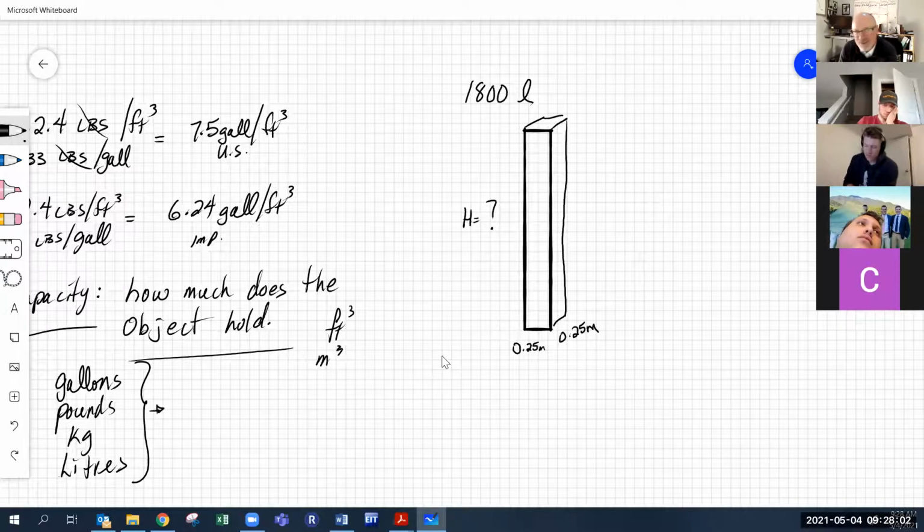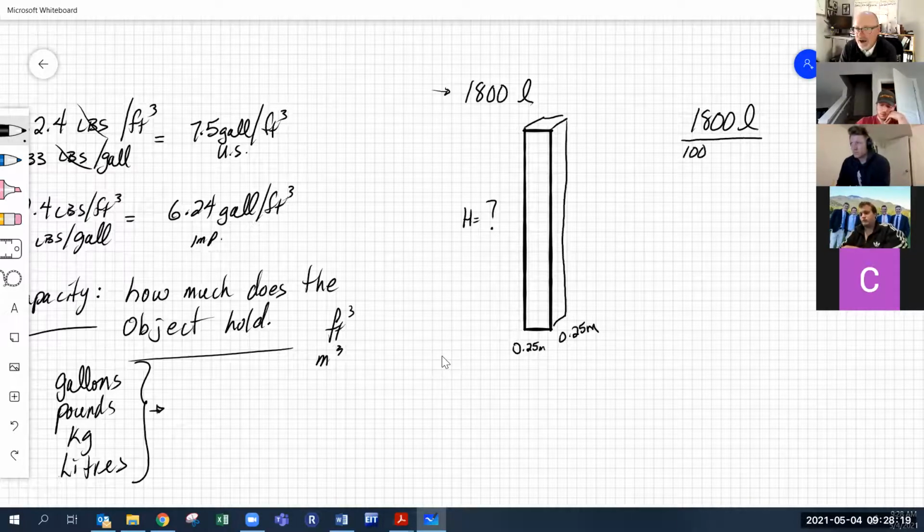So I was given first off a capacity up here of 1,800 liters. Can I get a volume from that capacity? Yes, I can. So I take my 1,800 liters, and if I divide it by, if I know that there is 1,000 liters in a cubic meter, I can get a volume of 1.8 cubic meters. So that's the volume that that container has to be.